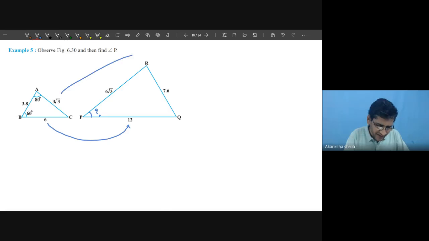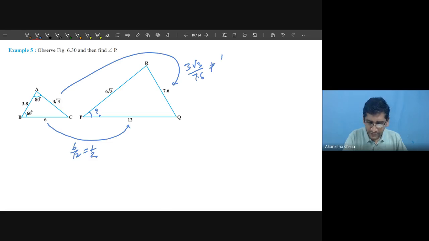Then can I simply say this 3 root 3 is the proportional side for 7.6? For that, in rough, you have to check it. If you take the ratio 6/12, you get 1/2. But if you take the ratio 3 root 3 by 7.6, you do not get 1/2. So considering this, BC corresponding to PQ and AC corresponding to RQ is the wrong approach. Okay, so we shall try for the others.